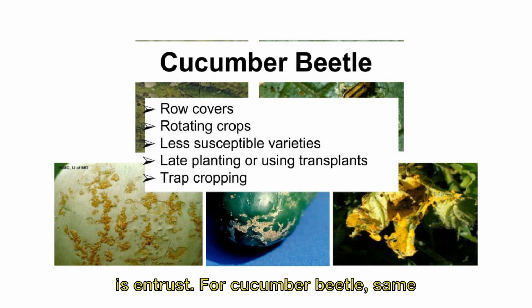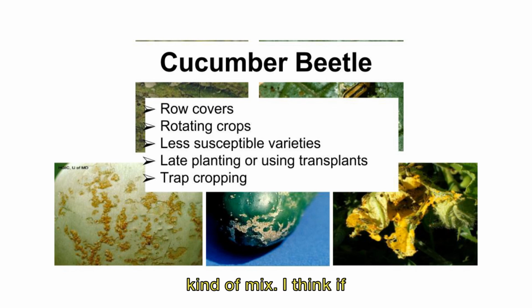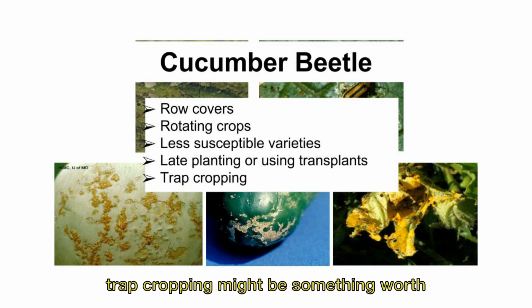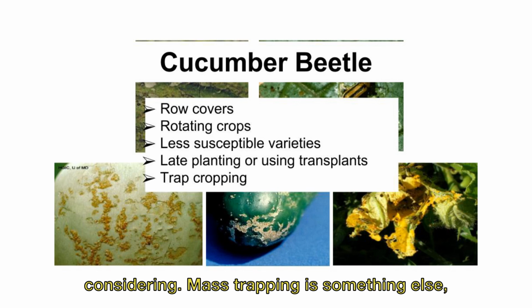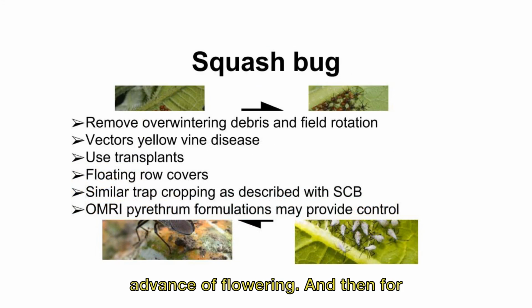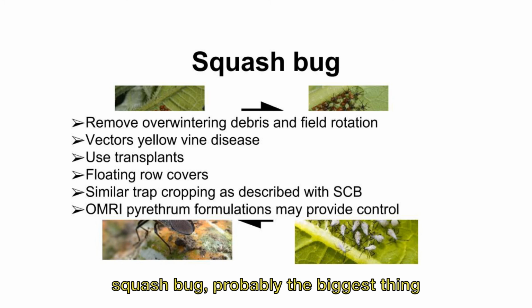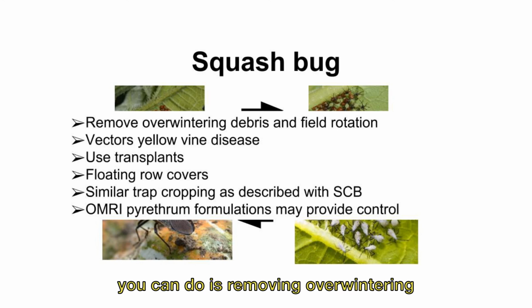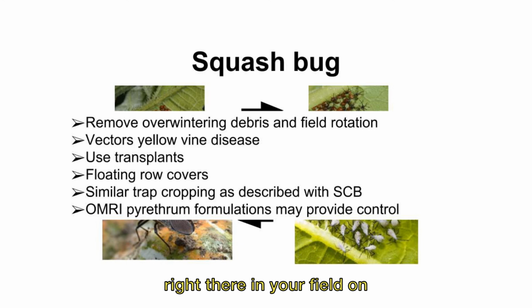For cucumber beetle, same kind of mix. If you do have large extents, trap cropping might be something worth considering. Mass trapping is something else. You might use something as simple as a yellow pan trap, or a lot of yellow pan traps, in advance of flowering. And then for squash bug, probably the biggest thing you can do is removing the overwintering debris. The adult bugs will overwinter right there in your field on the squash detritus that's left behind from the previous year.